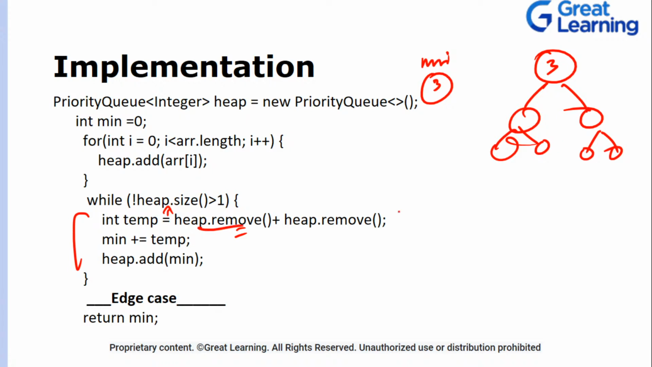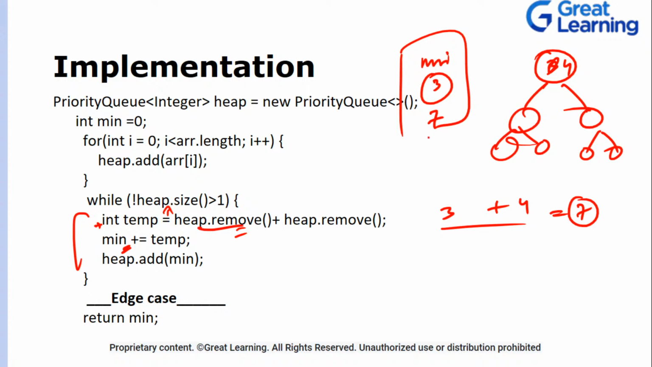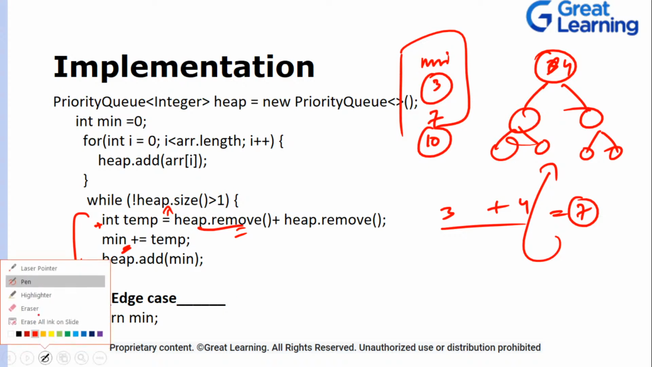Again I'll be removing, so 3 will be removed. Again the whole heap will change, it will rearrange its elements internally by itself. Okay, so again the minimum element will be 4, which will be at the top. I will remove that element as well in this step. Again I will add them up. Again it will be added in the min, which is the minimum value. So 3 plus 4 is 7, and the 7 will be added in the heap. Okay, done. So let me just clear this.